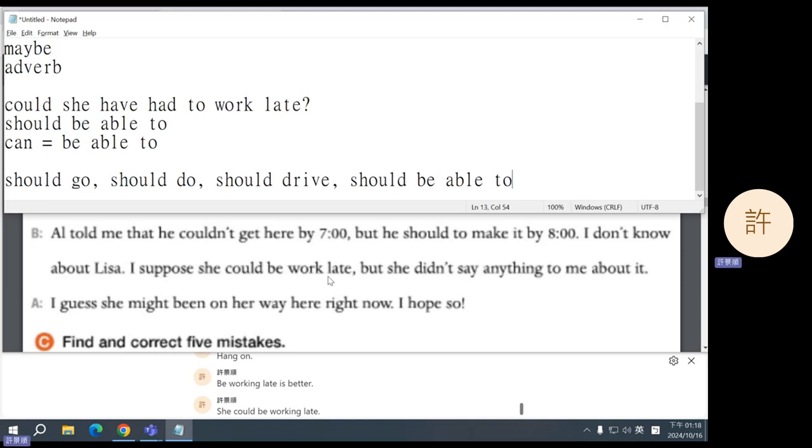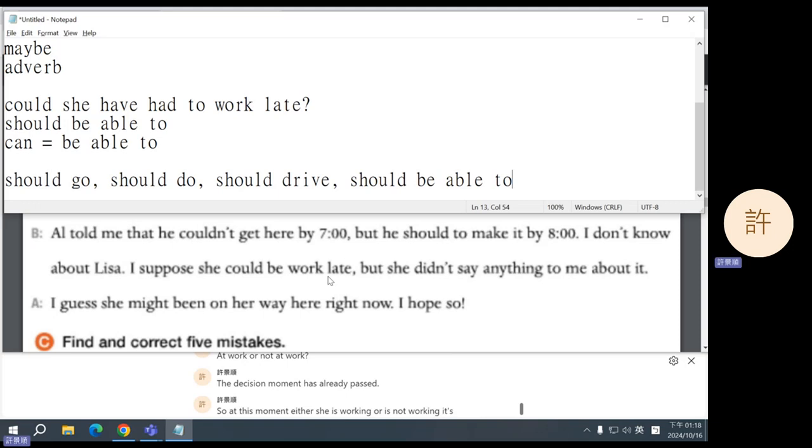At this moment, they are already thinking about whether Lisa will get here. So, Lisa is already at work or not at work. The decision moment has already passed. So, at this moment, either she is working or is not working.